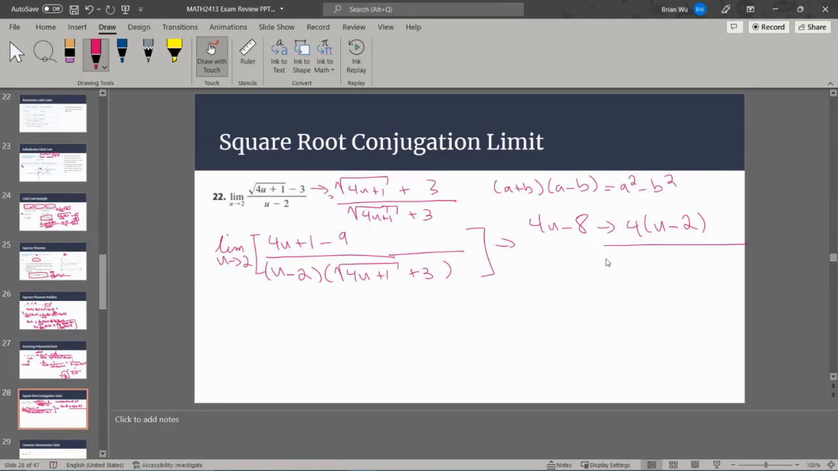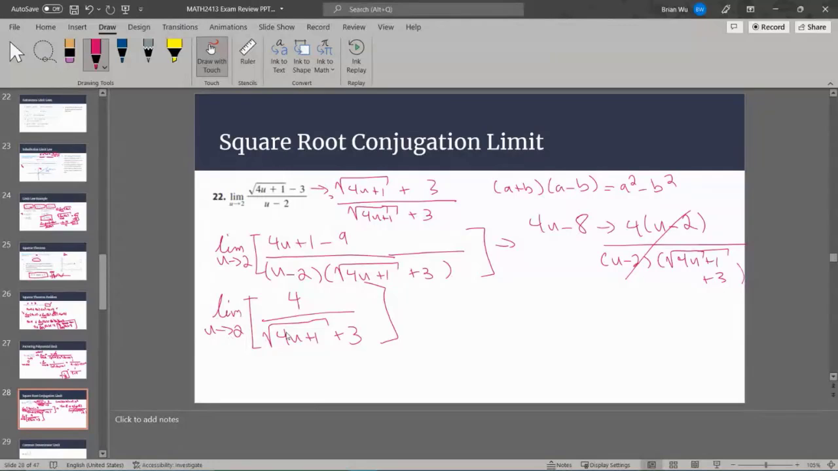And once we have this one, we're going to find that we have a polynomial that we can cancel, the square root of 4u plus 1 plus 3. Cancel this out. We're going to end up with the limit as u approaches 2 of 4 over the square root of 4u plus 1 plus 3.